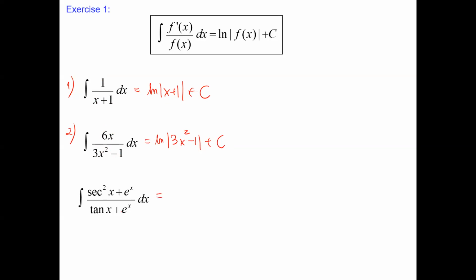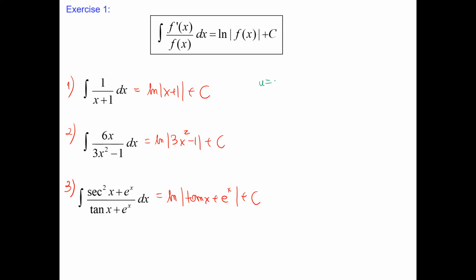And then tangent x plus e to the x: derivative of tangent is secant squared of x, and e to the x is e to the x. I am allowed to say natural log of the denominator. And that means that's how you can be a little bit faster, a little bit more competitive. But let's maybe prove this.